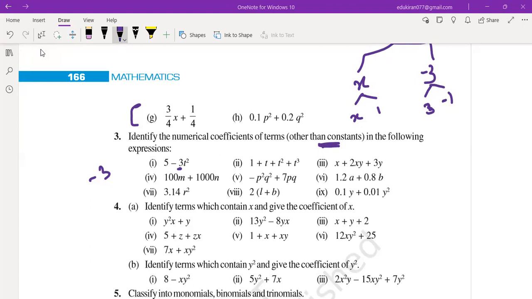Ma'am, I didn't get the fourth question. I did not understand the fourth question. Fourth, identify the term which contains x and give the coefficient of x. First, you have to write the terms, only that term which has x. And after that, you have to find the coefficient of that term. You don't have to find the numerical coefficient. It can be any numerical as well as the variable coefficient. Fine. Okay, ma'am.